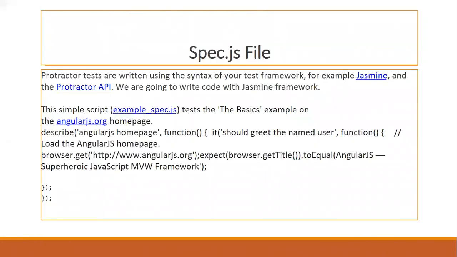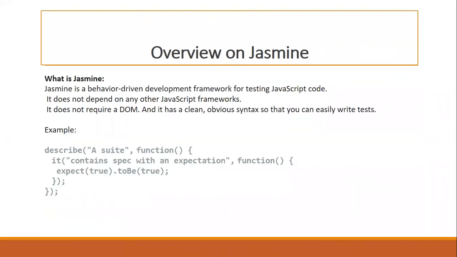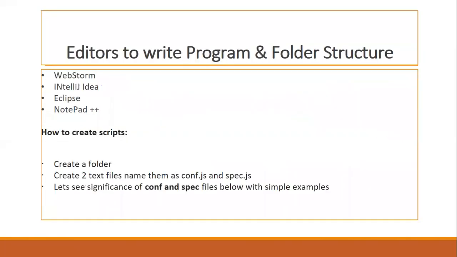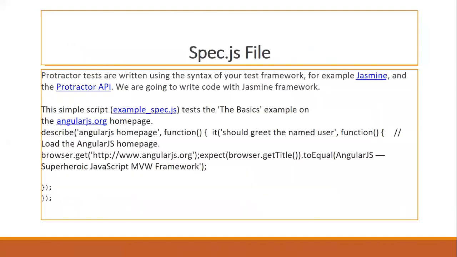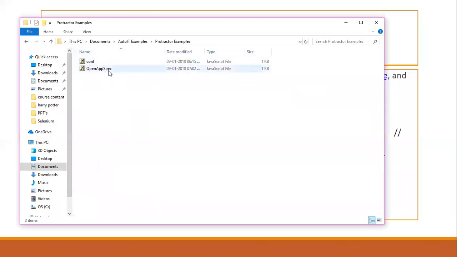This is Surendra. Guys, if you remember in the last class, we studied an overview of Jasmine, and the describe and it blocks available in Jasmine. These two concepts we studied in the last class. In the last class, we also created two different text files with the names conf.js and spec.js. So here is the folder where exactly we created these two files.